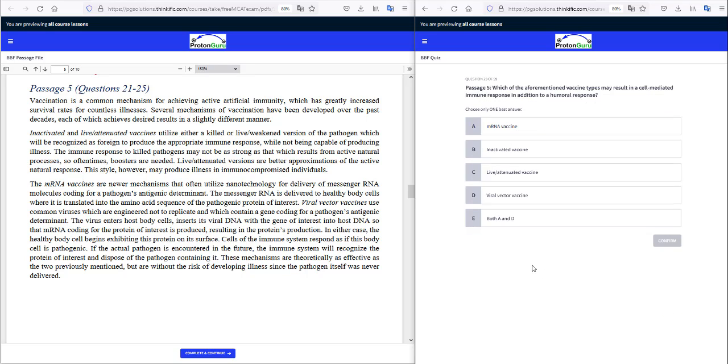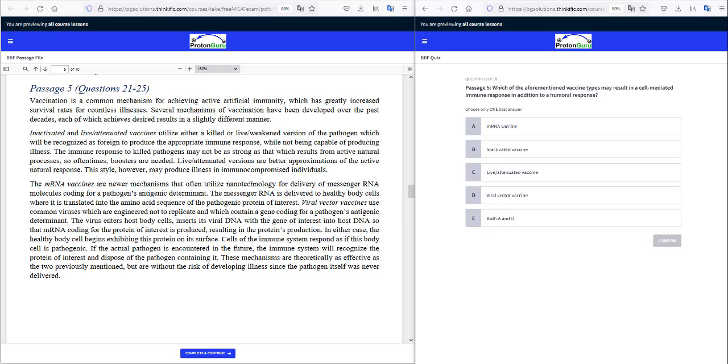Move on to number 23. Which of the aforementioned vaccine types may result in a cell-mediated immune response in addition to a humoral response? So we'll need to know the definitions of these from our study, humoral response and cell-mediated immune response.